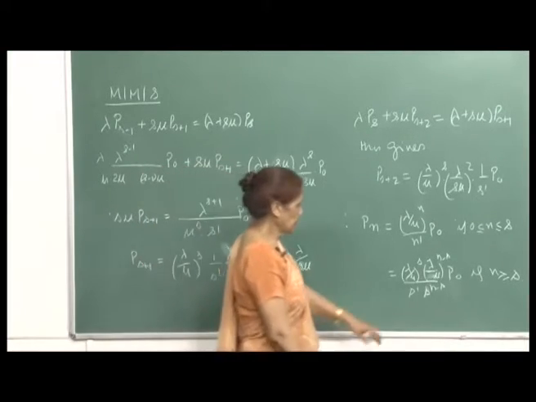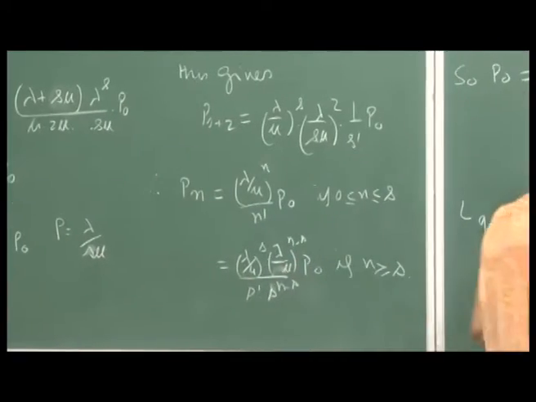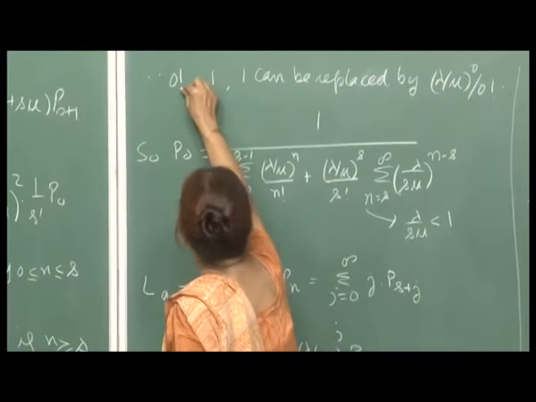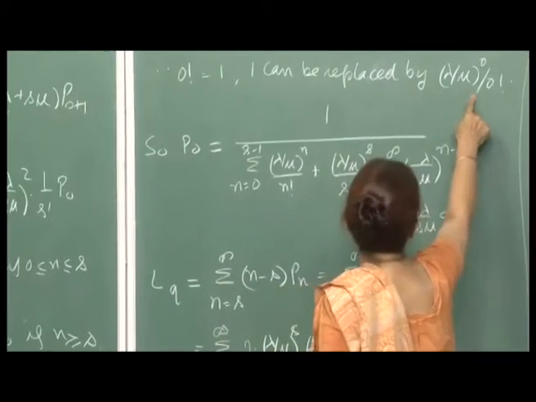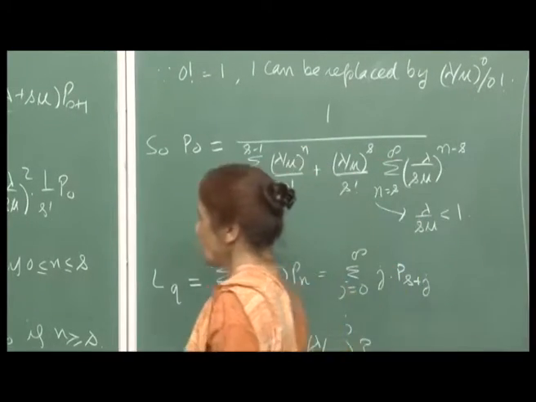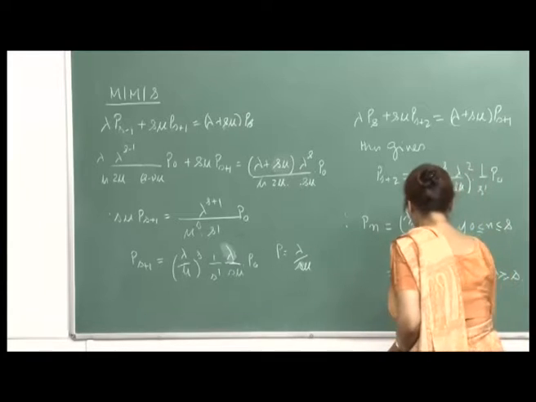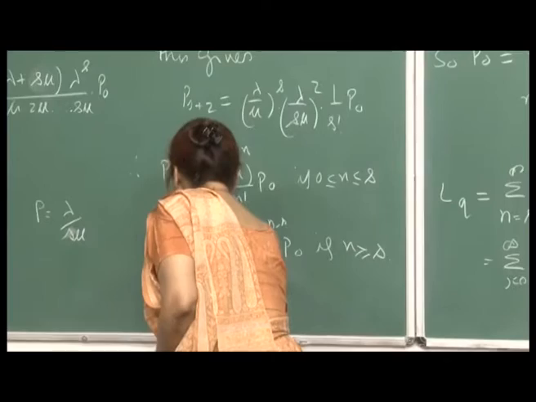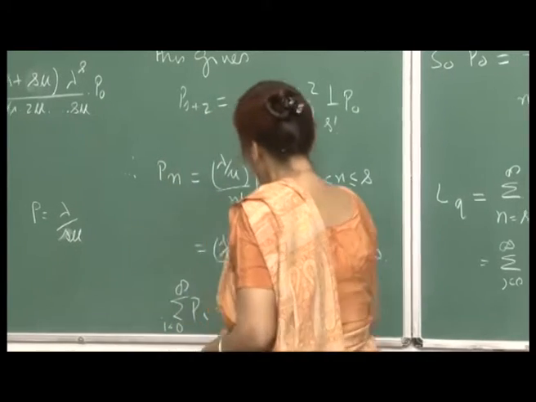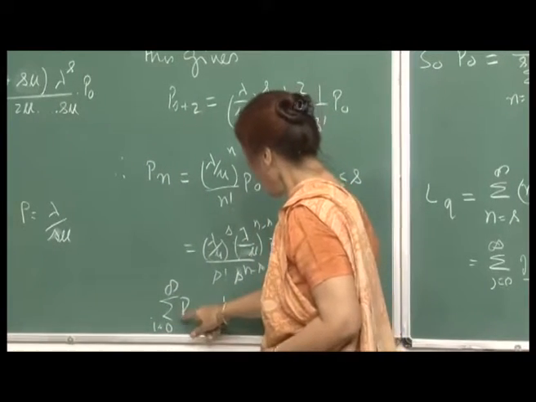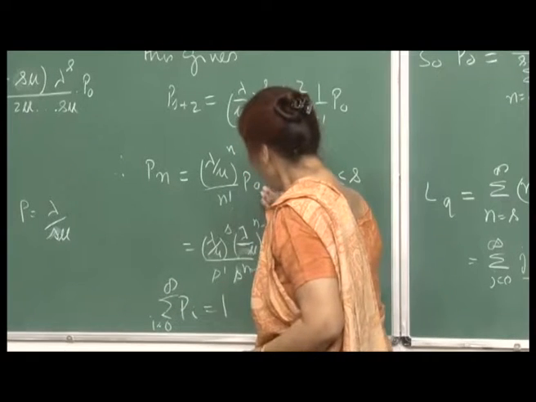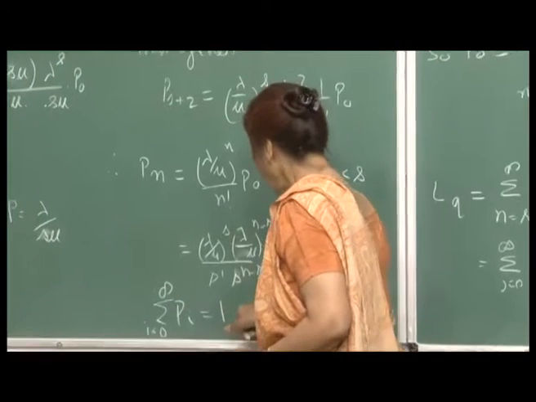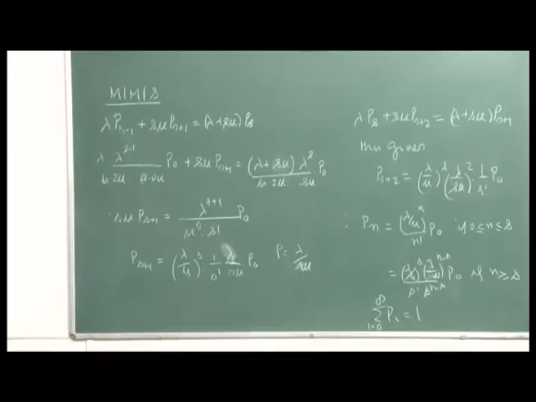And so, now since we have the general expression, you can use the convention that 0 factorial is 1, and therefore, 1 can be replaced by lambda by mu, because when you add up, now you want to use the fact that summation p i varying from 0 to infinity is 1. So, when you write p 0, and all others are also in terms of p 0, the series will become 1 plus and so on divided by p 0. So, 1 we are replacing by 0 factorial.